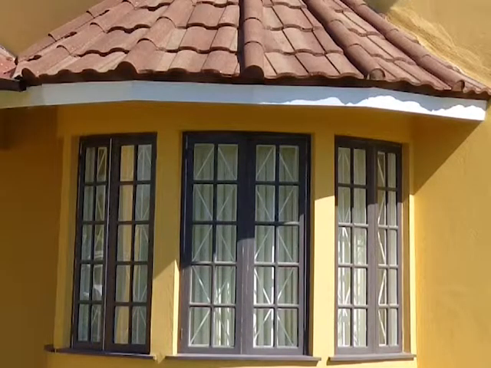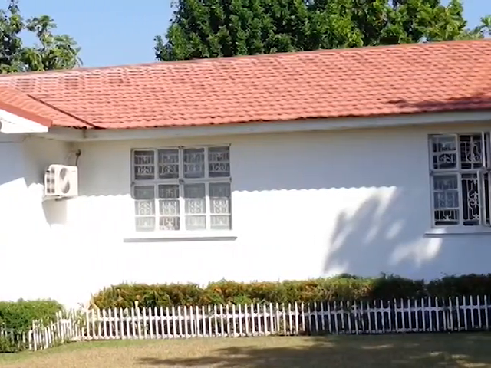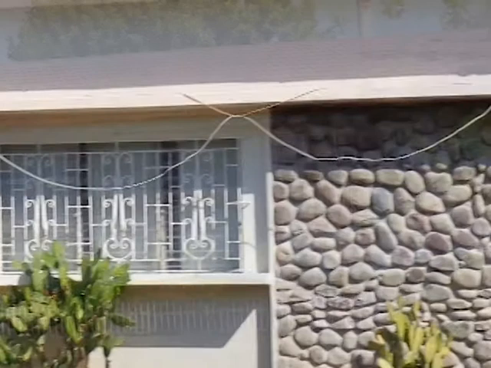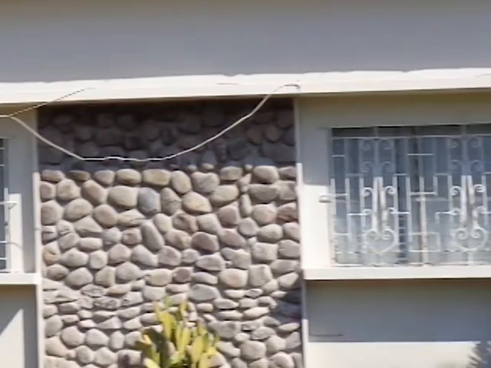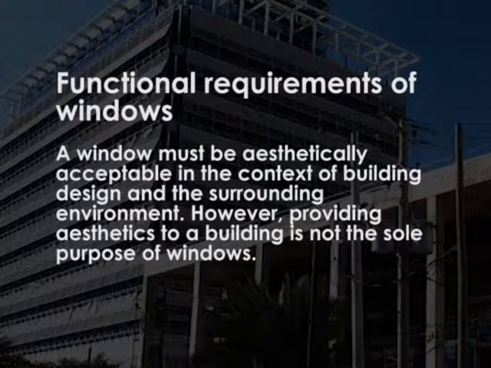What is a window? Now that we have looked at doors, let us look at windows. Windows provide natural light and ventilation to the interior of a building, while excluding rain and insects. Functional requirements of windows. A window must be aesthetically acceptable in the context of building design and the surrounding environment. However, providing aesthetics to a building is not the sole purpose of windows.